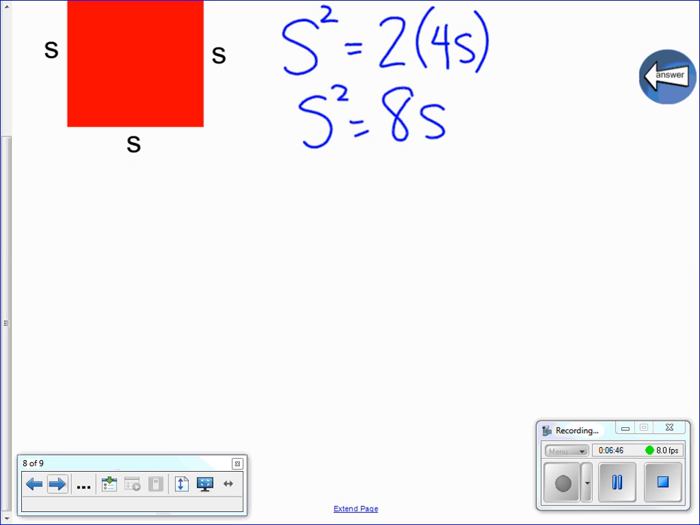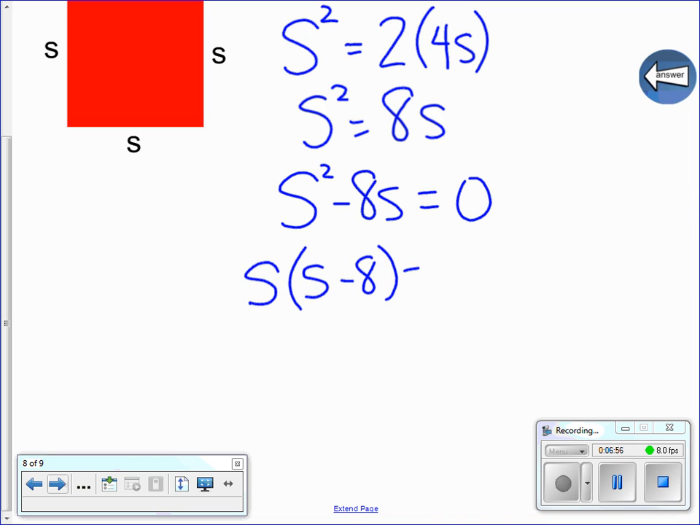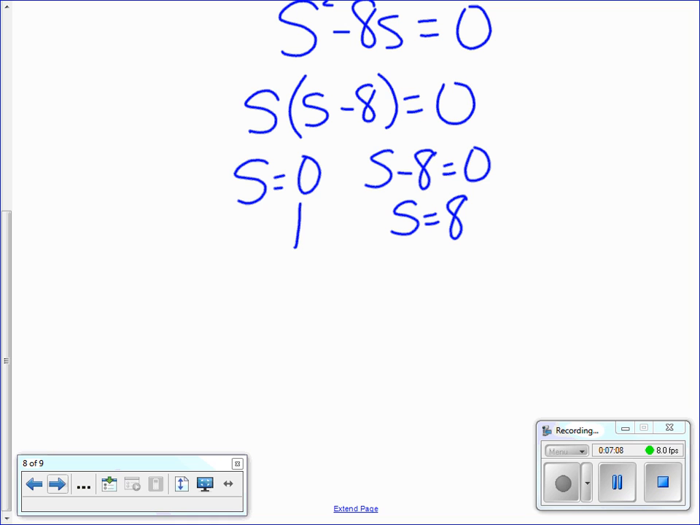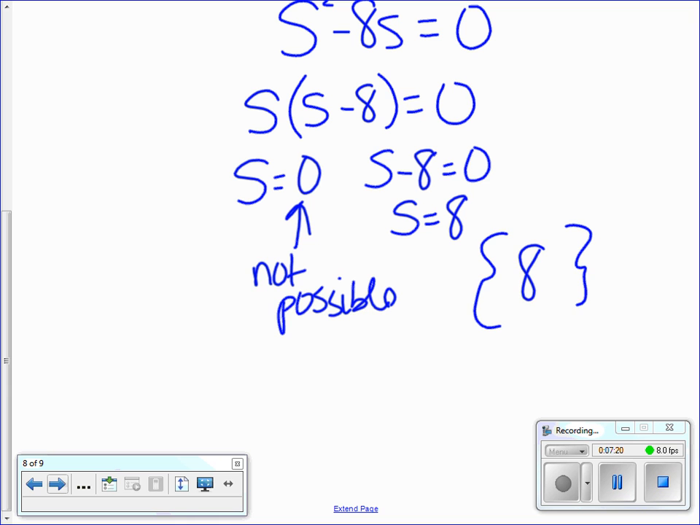Remember, it has to equal 0. So s squared minus 8s equals 0. I'm going to factor out an s. That gets me s times s minus 8 equals 0. Both of my factors have to be set to 0. So my choice is, the side can either be 0, that's not possible, or 8. So that means my side is 8.